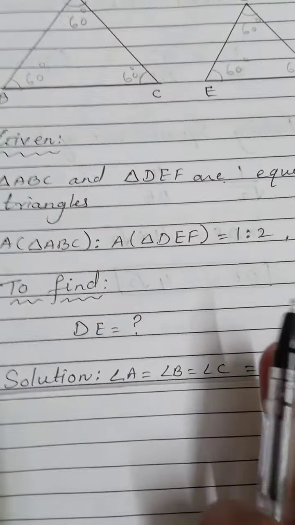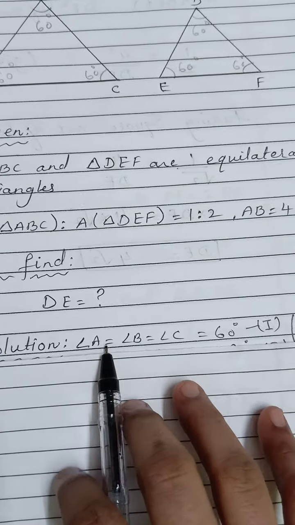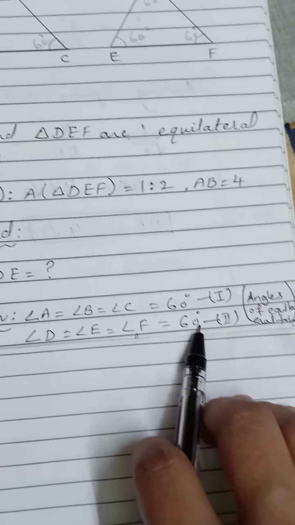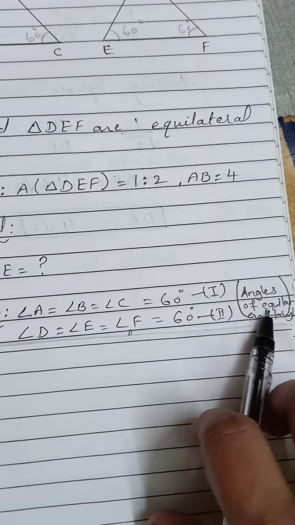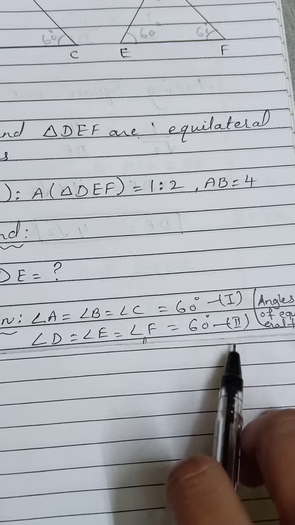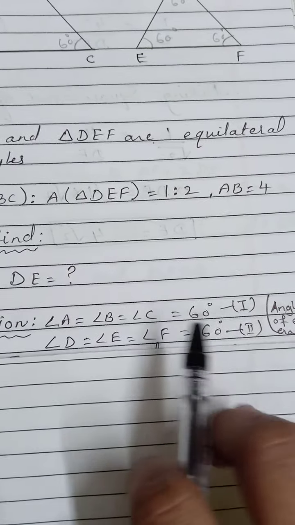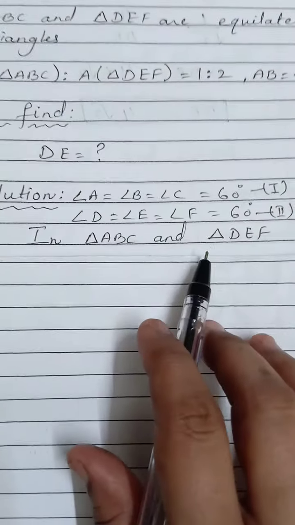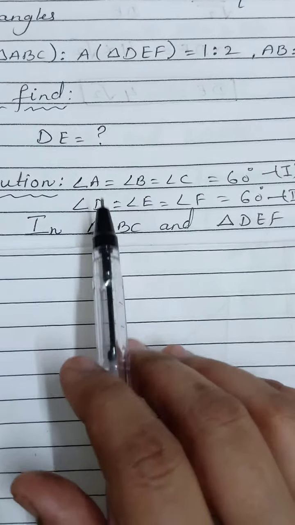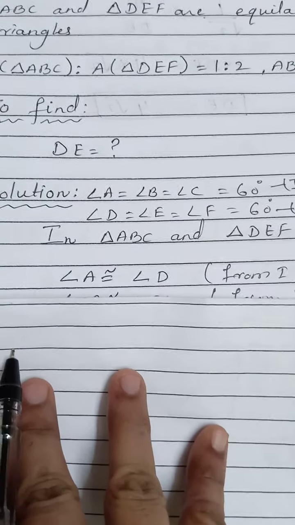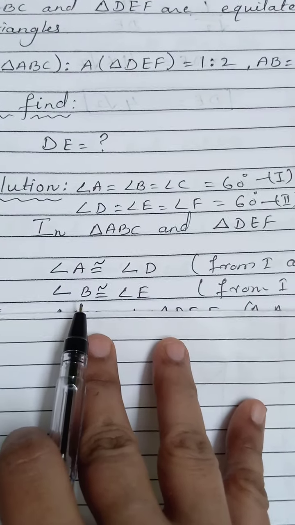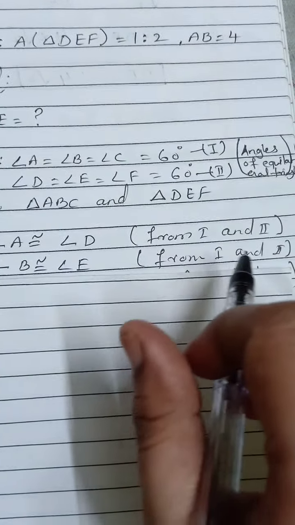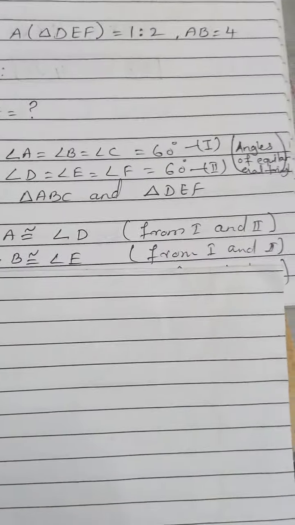Then we will take only the required two angles. So in triangle ABC, A, B and C are 60 degrees. In triangle DEF, all the three angles are 60 because they are angles of an equilateral triangle. And I have taken here equation number 1 and 2. Now we'll take both the triangles' names, that is triangle ABC and DEF. Angle A will be congruent to angle D and angle B is congruent to angle E, because all are having 60 degrees, and we will write the reason from equation 1 and 2.